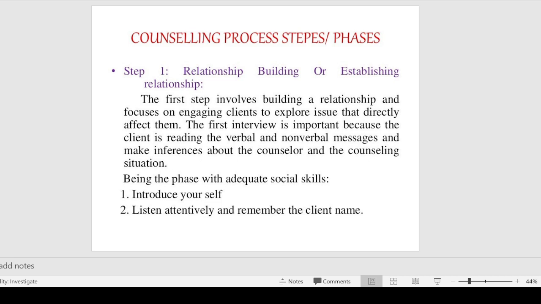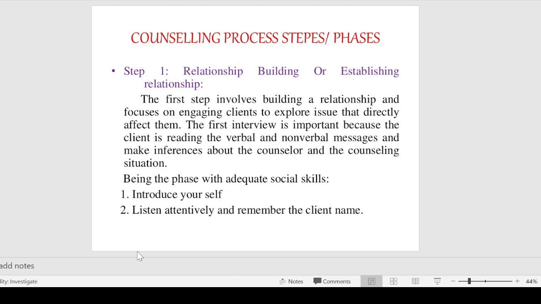In the previous class I gave a brief explanation about the phases of counseling, a very important question for 15 marks, and in this class I'm going to give an elaborative explanation about the phases of counseling. So let's have a look.